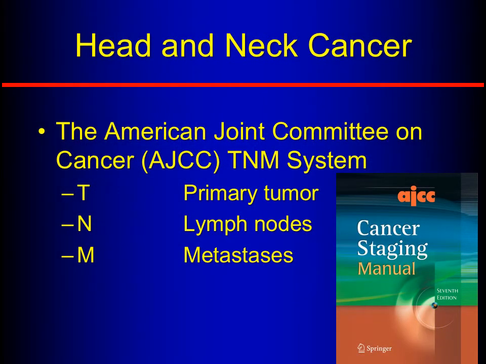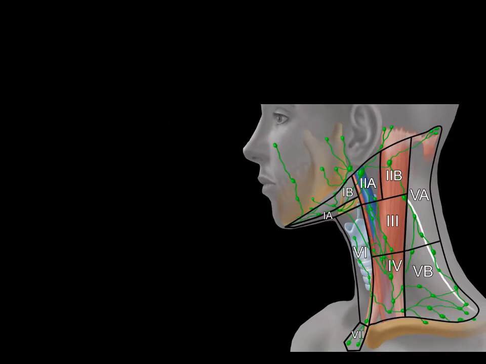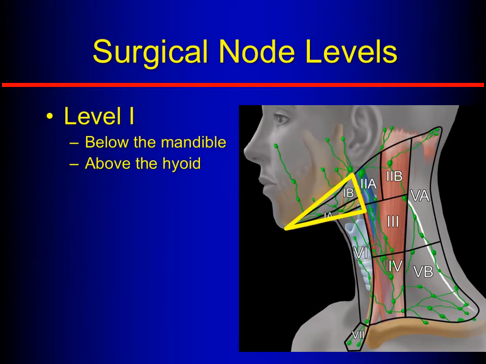So those are all anatomic descriptions of nodes. The other system is the AJCC system when we're talking about the TNM staging. T is the primary tumor, N is for the lymph nodes, and M is for metastatic disease. So we have all these levels throughout the cervical soft tissues that are described in the AJCC criteria. So first we have level 1.